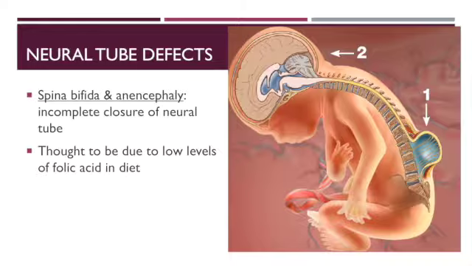Again, we're not completely sure about what causes spina bifida and anencephaly, but we do think that it may be related to low levels of folic acid in your diet. Folic acid takes about 8 to 12 weeks to be processed, so you would have to be eating folic acid, which you often find in green leafy vegetables, prior to even getting pregnant.